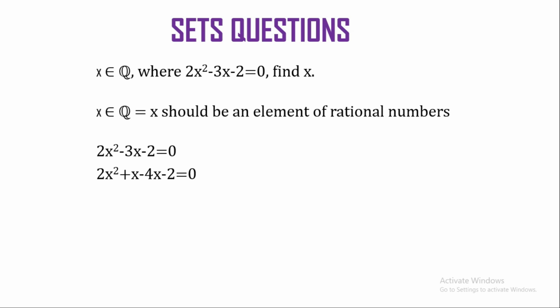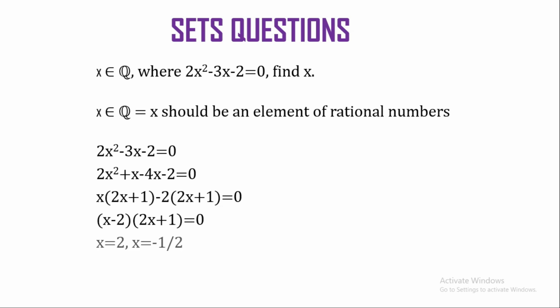And if you simplify it, you take x out of the first two terms. x out of that one is 2x left. x out of that one is 1 left. Then -2 is common there. -2 out of 4x is 2x. -2 out of 2 is 1. So by the time you simplify, at the end of the day, you equate each factor to 0. You will get x equals 2 and x equals -half.